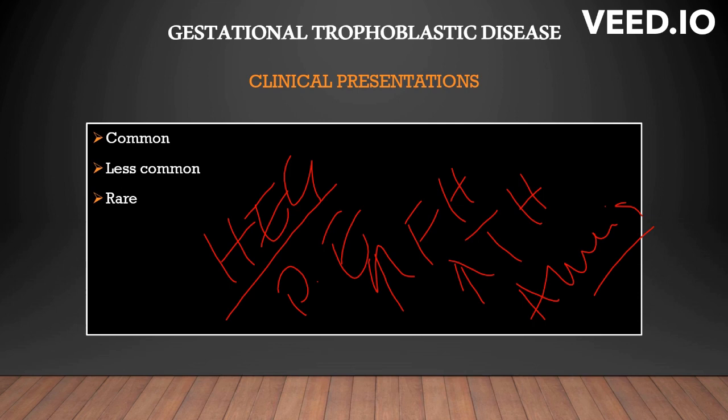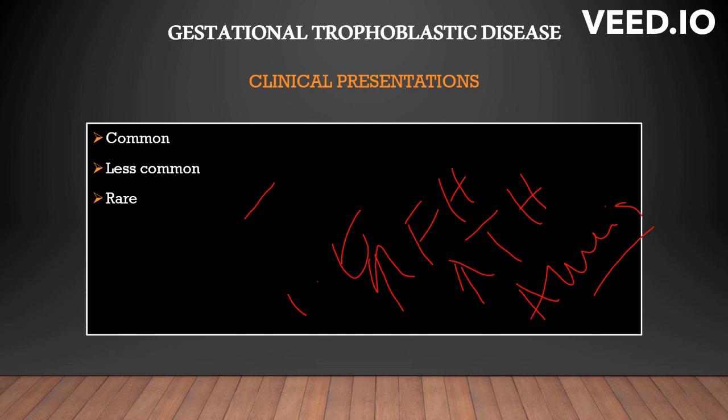Okay, why does hyperthyroidism occur? Actually, the HCG, which is excessively released in gestational trophoblastic disease, has an alpha component similar to TSH, and this excessive TSH-like stimulatory effect leads to the excessive release of thyroid hormone and thus hyperthyroidism. Patient may present with hyperthyroidism. Patient may present with anemia because of the excessive bleeding. These are the least common presentations in gestational trophoblastic disease.